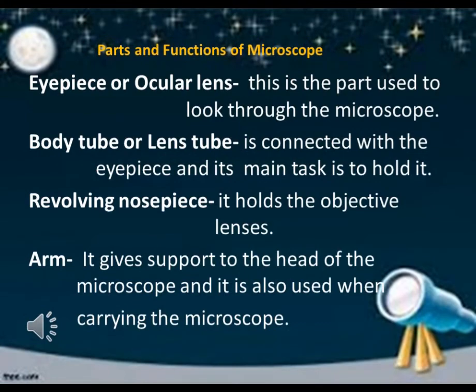And now, let's proceed to the function of its parts. Eyepiece or ocular lens. This is the part used to look through the microscope. Body tube or lens tube. This is connected with the eyepiece, and its main task is to hold it. The revolving nosepiece. It holds the objective lenses. We have the arm. It gives support to the head of the microscope, and it is also used when carrying the microscope.